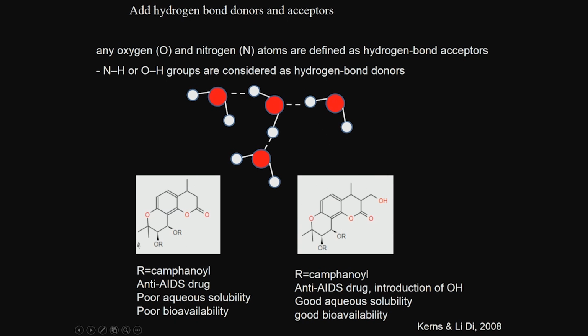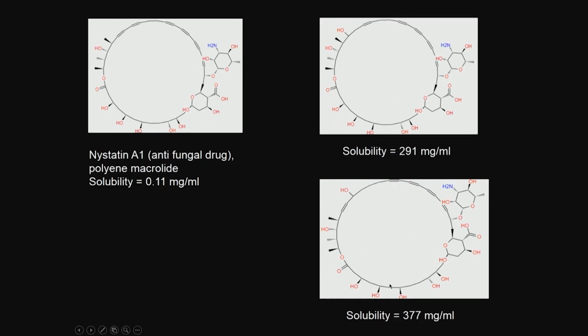So, you look at this drug, this is an anti-AIDS drug, and there is an R group here. R is camphonyl. It has got poor aqueous solubility, poor bioavailability. So, introduction of OH here, look at this, we have introduced OH. So, what happens? It can have a hydrogen bond donor, okay. Then aqueous solubility increases, the bioavailability also increases, very interesting. Again, this was taken from this particular reference.